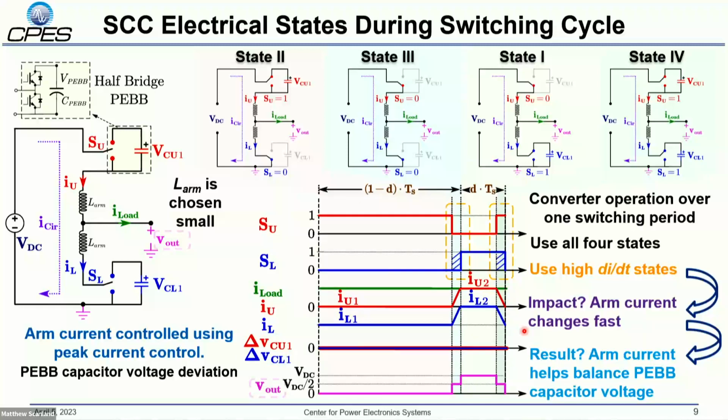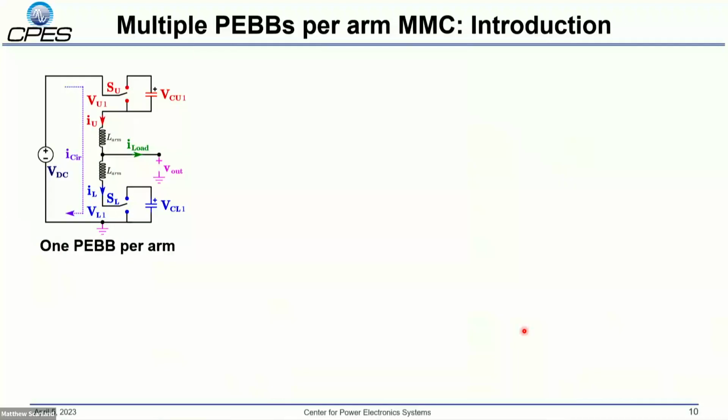At the output side, we have similar nodal voltage, just like conventional MMC. Now, of course, MMCs are not used for one PEBB per arm. It's generally multiple PEBBs per arm. So PEBB voltage in our case or in our application was limited to 6 kV insulation.